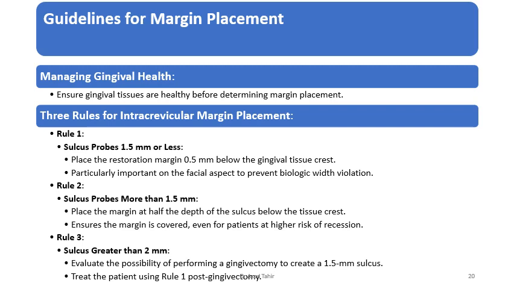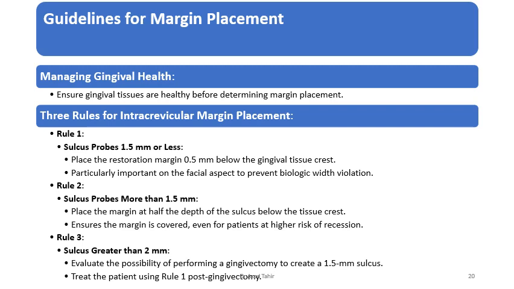Three rules for intracrevicular margin placement. Rule 1. Sulcus probes 1.5 mm or less. Place the restoration margin 0.5 mm below the gingival tissue crest. Particularly important on the facial aspect to prevent biologic width violation.